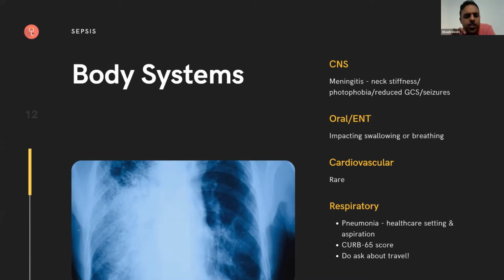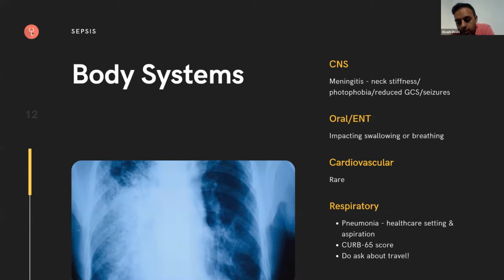So this looks at confusion, urea, respiratory rate, blood pressure, essentially, and the age of more or less than 65. But in true sense, what we're going to do is Google CURB 65 every time we see a pneumonia and just put down what the patient's parameters in front of you are. We don't need to remember this score anymore. And finally, we need to ask about travel.